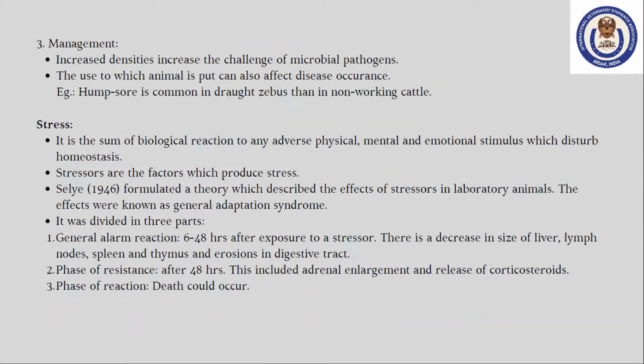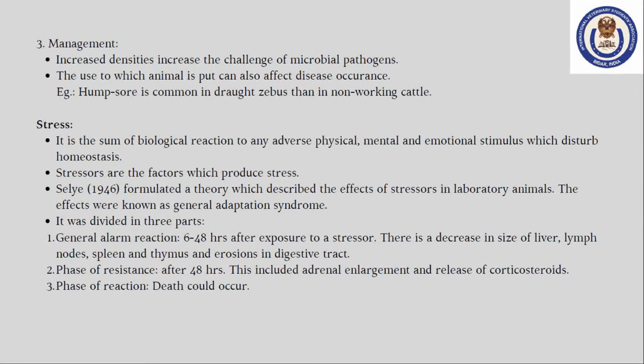Next is the management. If there is no proper management, then this can increase the spread of diseases. Like if there is an increased density of the population of the animals, then there is increased spread of the disease, because there will be an increased challenge of microbial pathogens. And also the use to which the animal is put can affect the disease occurrence. Like hump sore is common in cattle which are usually used for draught purposes, than in cattle which are not used for heavy work.